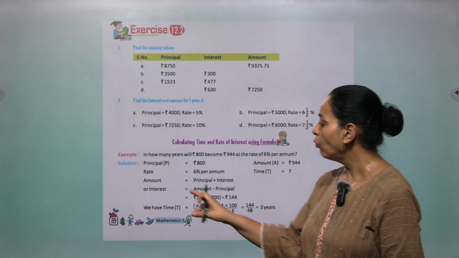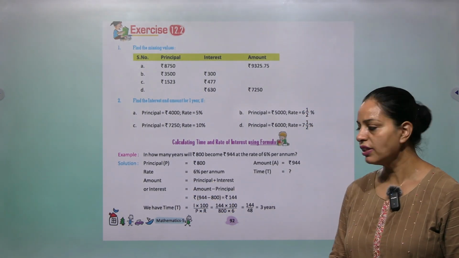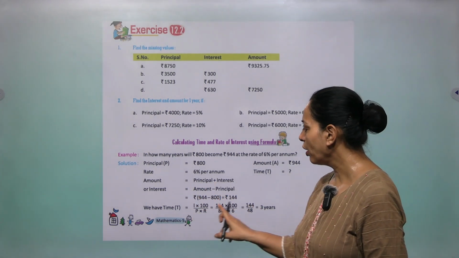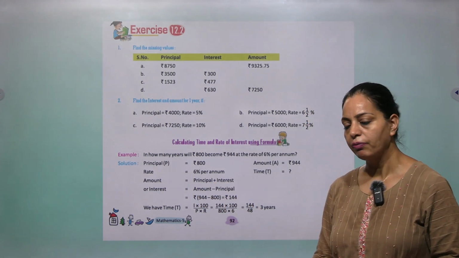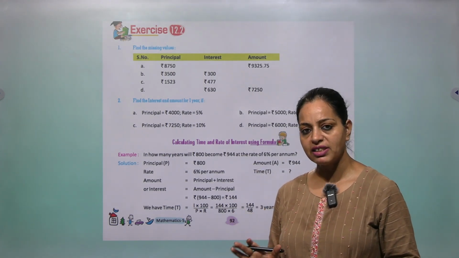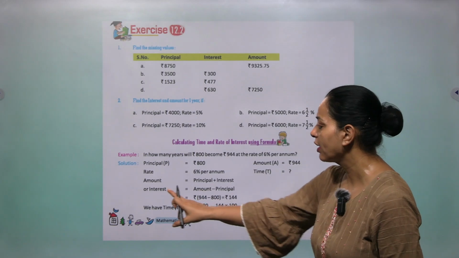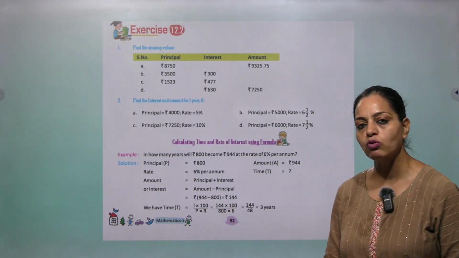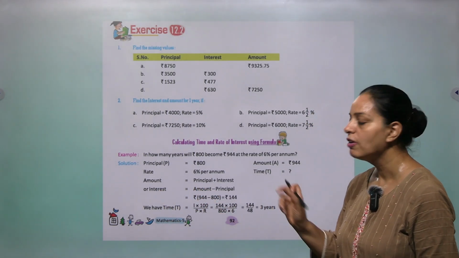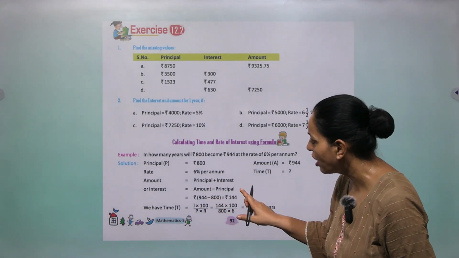So how can we find it? Amount is P plus interest. First you can find the interest from here, because we know the amount and we know P. So what is missing? Interest is missing. So what will the interest be? The difference of the two. So interest equals amount minus principal, that is rupees 144. Now from here the interest has come.